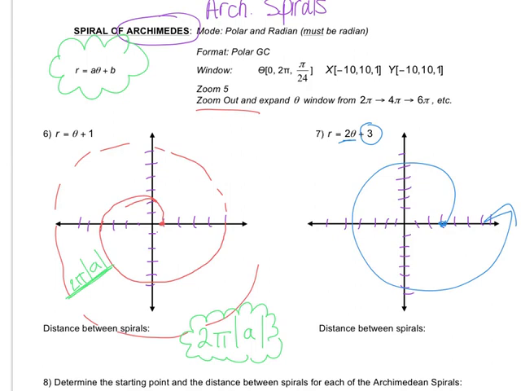But if you zoom out, just hit the zoom button on your calculator and hit out and then hit equals, and you get a much better picture of what that spiral looks like, especially with theta going up to 6 pi. And then the distance between spirals, again, this distance between the spirals is 2 pi times A. So 2 pi times the absolute value of A, which is 2. So the distance between these spirals is always going to be a consistent 4 pi.